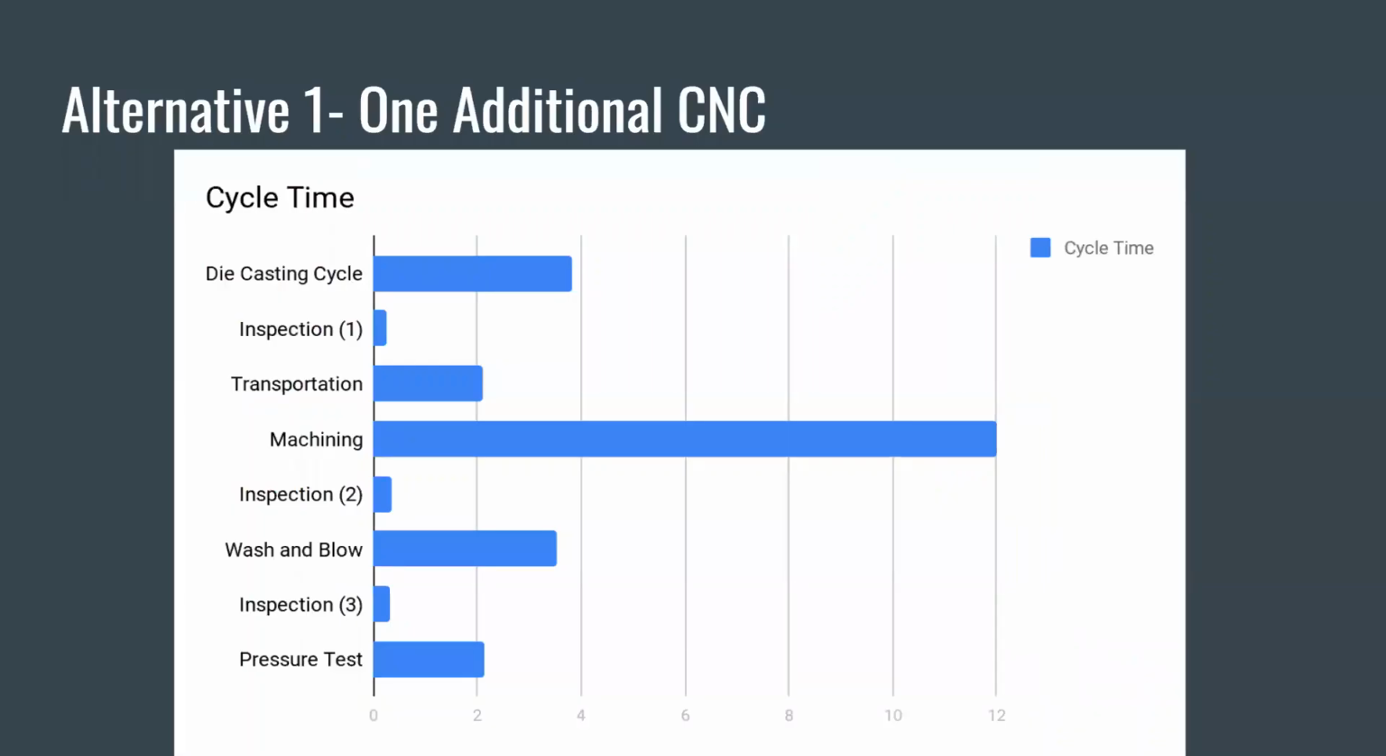With the addition of a CNC machine, the average cycle time per part for the machining process will be reduced by 50%. But as you can see here, the machining process still has a relatively larger cycle time compared to other operations.